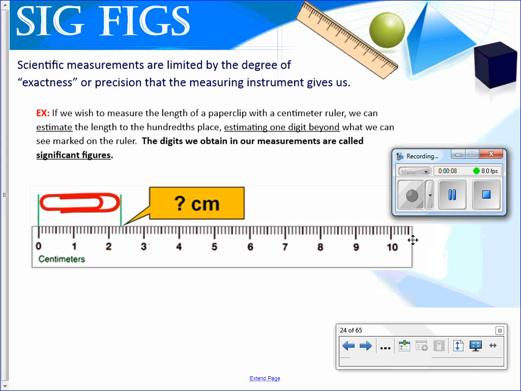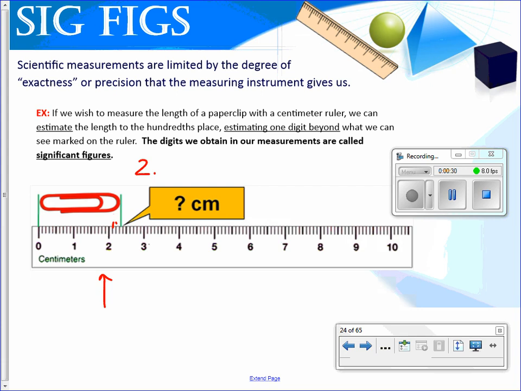Scientific measurements are limited by the degree of exactness or precision that the measuring instrument gives us. So we talked about already, if we were going to use this tool here to make the measurement of this paper clip, we can look at the increments on the ruler, and you can see it's in increments of a tenth.